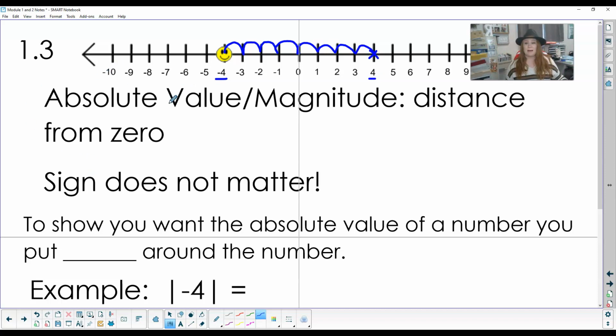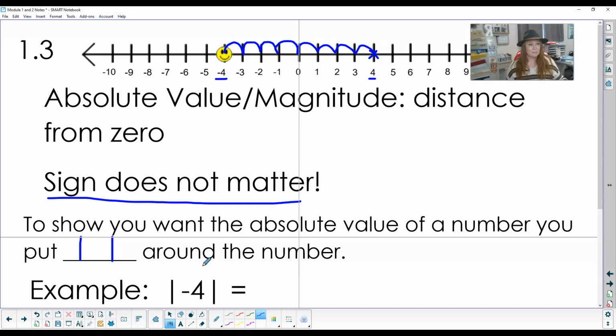So when we're talking about absolute value, we're not talking about positive and negative necessarily. We're just saying how far away it is from 0. When we want to show the absolute value, you put 2 big lines around the number. So 2 parallel lines go around the number.